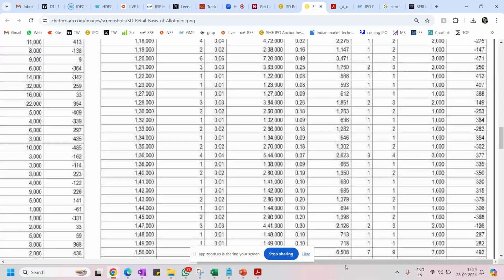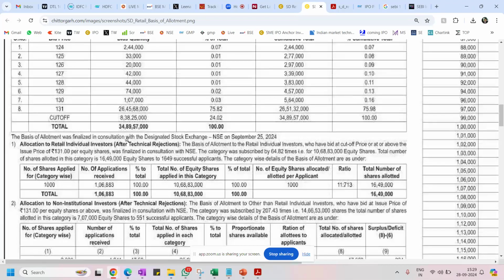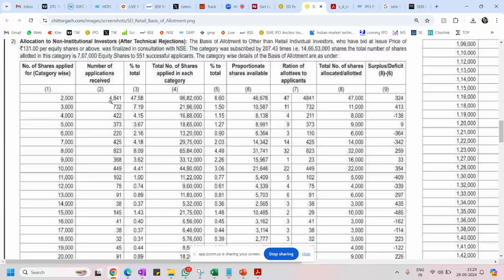See, proportionately, so here again I'll show you, yeah. So as you can see, दो लॉट वाले, there were 4,841 people, yeah. Okay. हाँ बराबर. That constitute of total 6.6% of the total issue, okay. And they were allocated 47 lots total, okay. बराबर. So it is less than 1% allocation that will be given to this set of folks who applied.